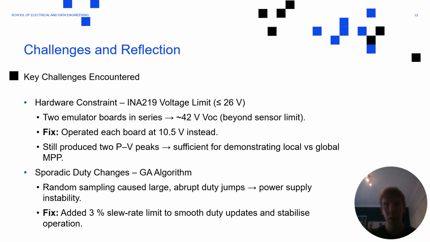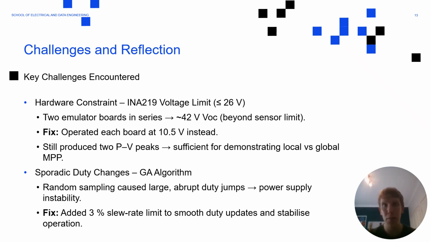Here I would like to quickly share two key challenges I encountered over the course of this project, beginning with the voltage constraint of the INA219 current sensor, which posed a challenge in the partial shaded setup. The PV emulator boards used in the lab were designed to operate with an open circuit voltage of 21 volts. However, since two boards are required for the partial shaded setup, this would result in an operating voltage of 42 volts, which exceeds the limit of the electronic sensors used in this setup.